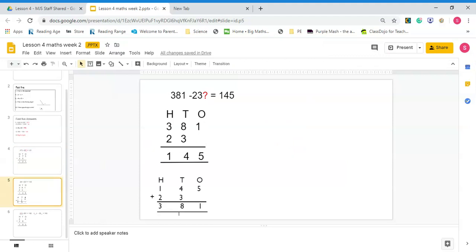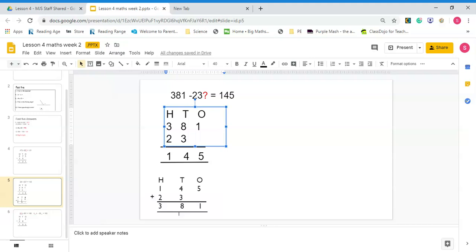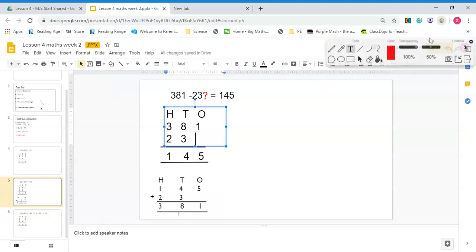Now, at the very outset, we look at our ones column and say that 1 minus any single digit number cannot equal 5. So we know we have to regroup to make the 1 into 11. So let's put in our extra 10 in there. Obviously, we've had to get that extra 10 ones from somewhere, which is in the tens column. We'll cross that bridge shortly. So we've now got 11.